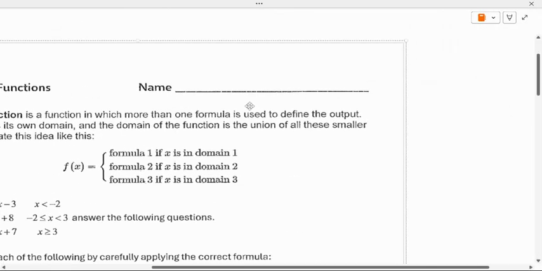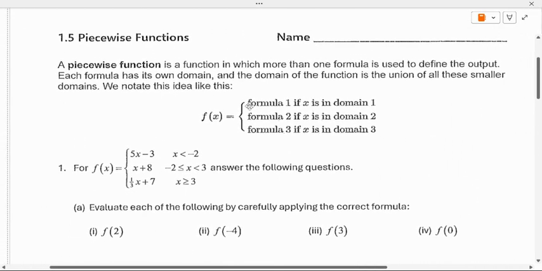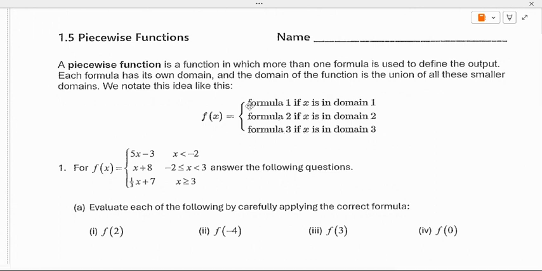All right, so this lesson is on piecewise functions. Piecewise functions are just functions that have restrictive domains, and you have two or more functions put into the same equation. You can think of them as formulas. So let's take a look at this.